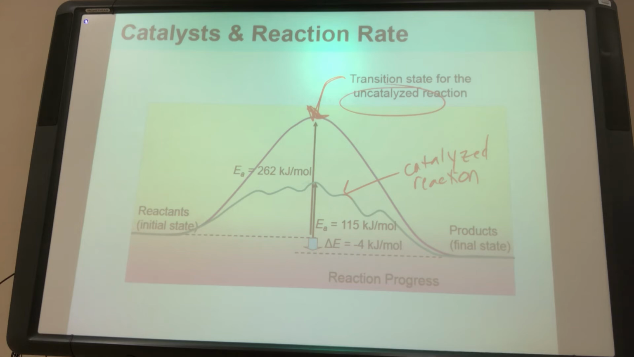Now, the reason that this is only one hill and this is a bunch of little bumpy hills is because sometimes it's not one step, it might take more than one step. So these would be for each of the little steps in the mechanism. But what you need to know is that a catalyst lowers the activation energy. So it lowers the height of the hill, and that's why it goes so fast.